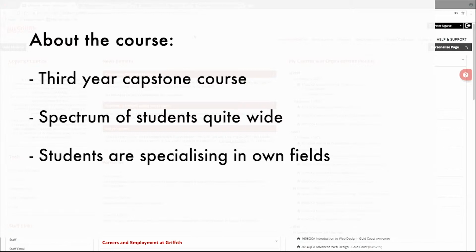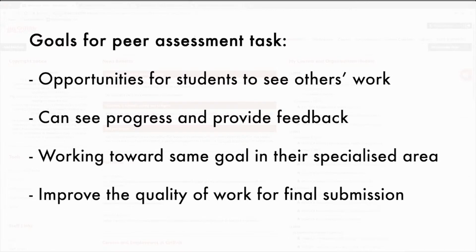And the classes are split into two classes. And so this is an opportunity where students can actually see everyone's work in the course and can actually see where the progress is and be able to provide feedback. So then everybody is working towards the same goal in their own specialized area that they've decided to create their body of work. The task was taught without the peer review model.